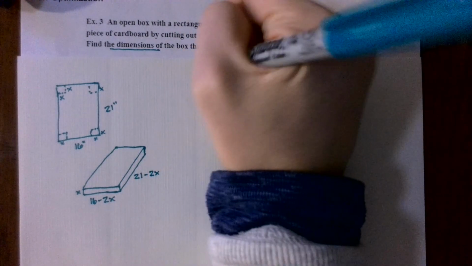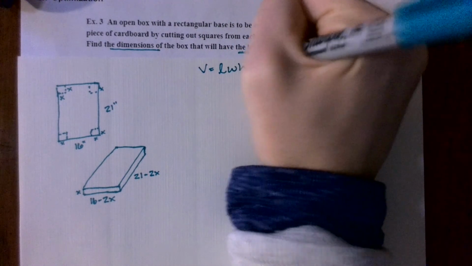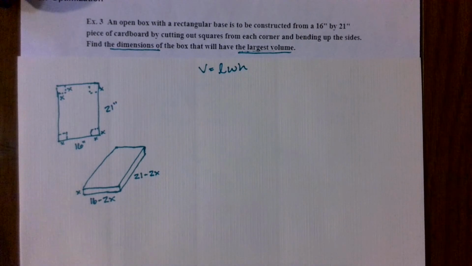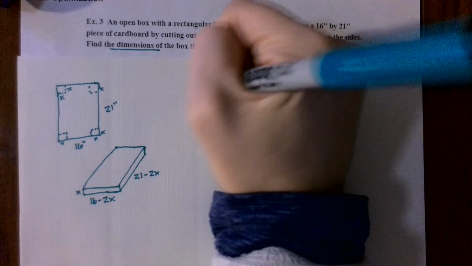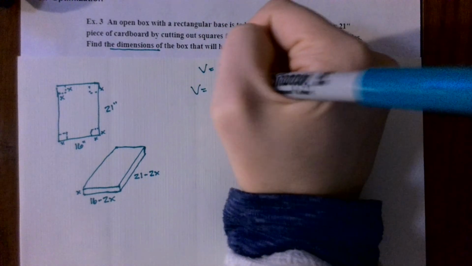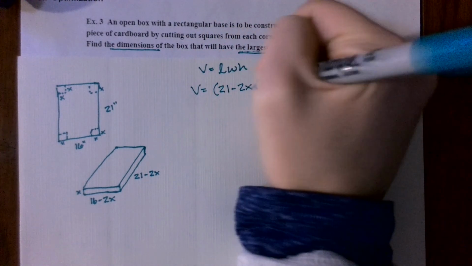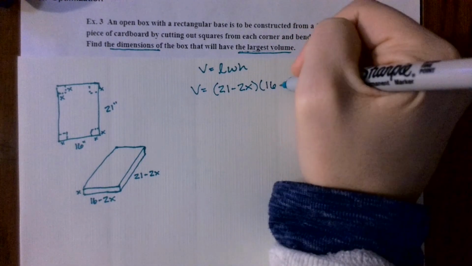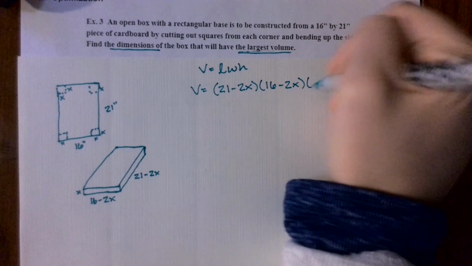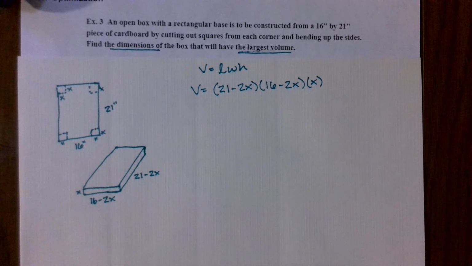So volume is length times width times height for a rectangular prism. In our case, our volume would be the length, 21 minus 2x, my width, 16 minus 2x, and my height of x. This is the first problem where we don't have an x and a y involved, so I'm good on that front. I don't need to plug in anything else, which is good because I've used all my information. I am looking at taking the derivative and looking for my max, the x that gives me the largest volume.